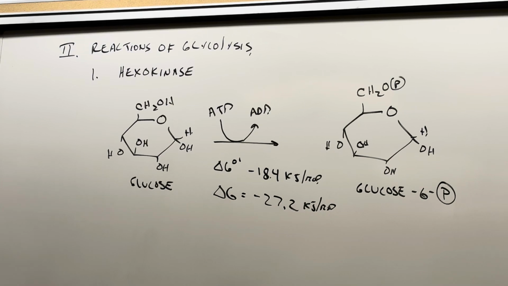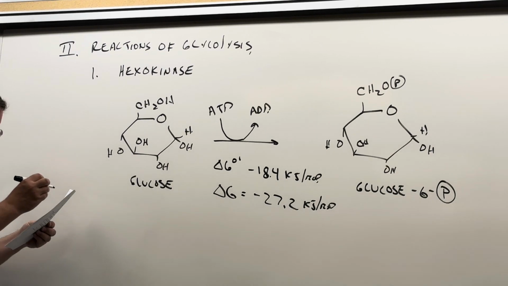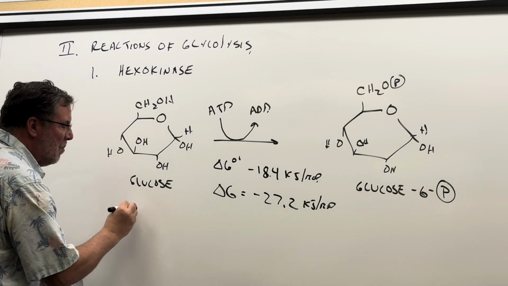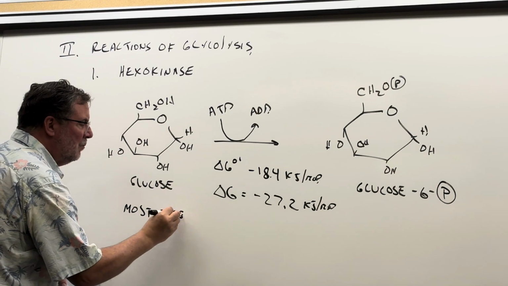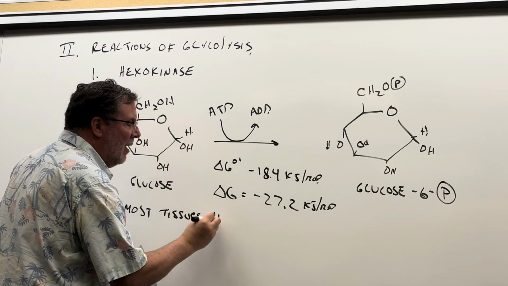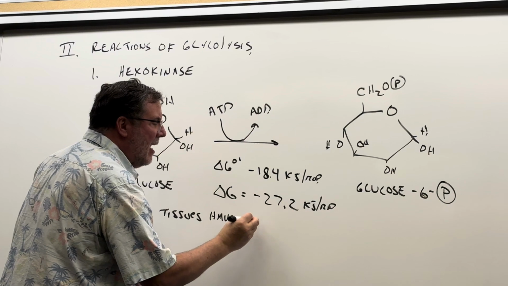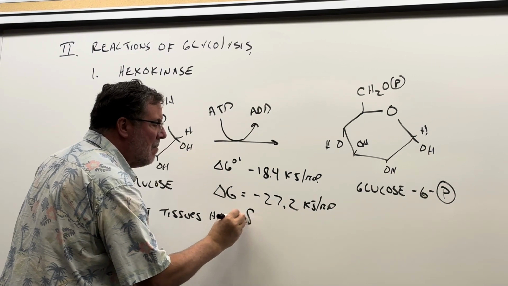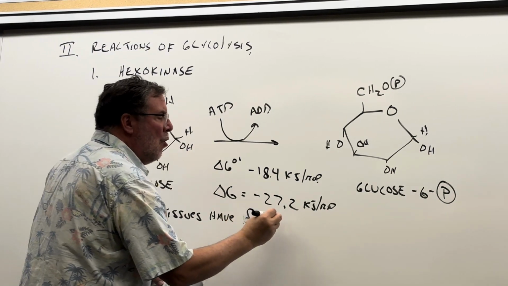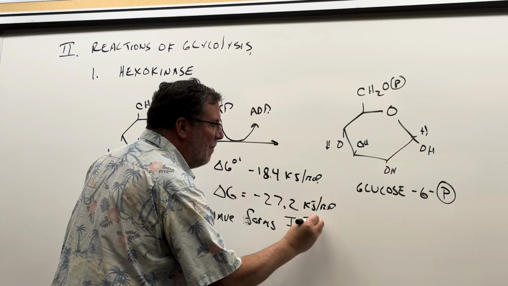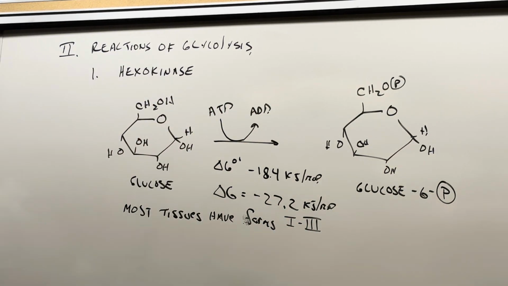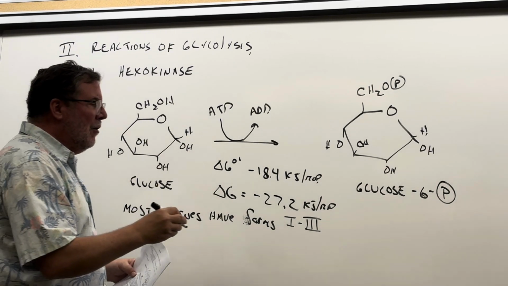And so if we look at variation in hexokinase in different human cells, we find that there are different enzymes. Most tissues have forms 1 through 3. There are 4 different forms, 1, 2, 3, and 4. And these have low KMs.